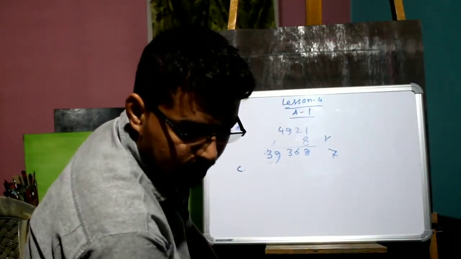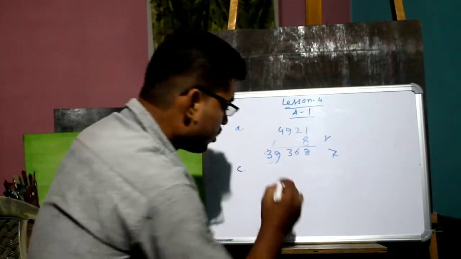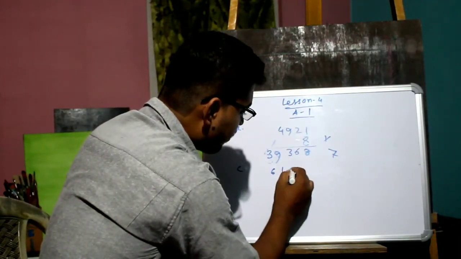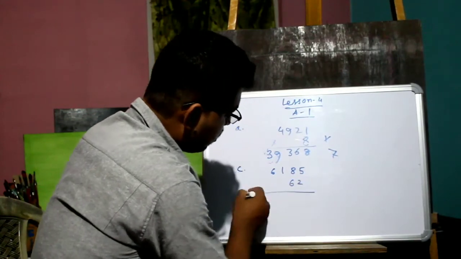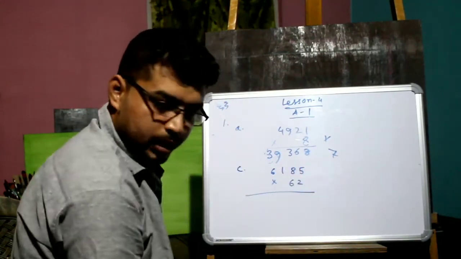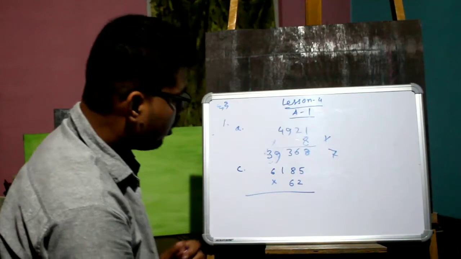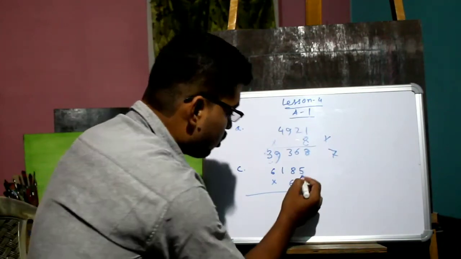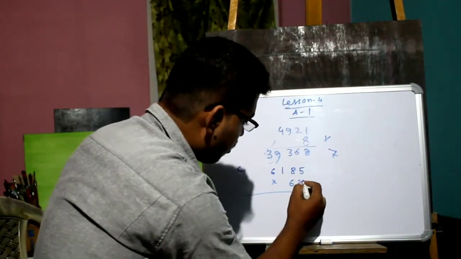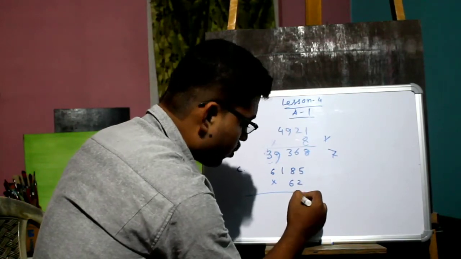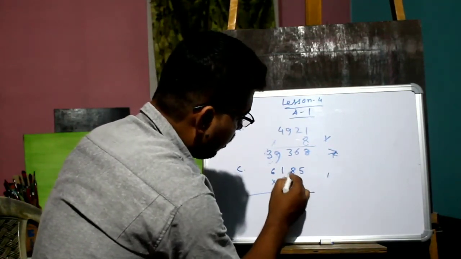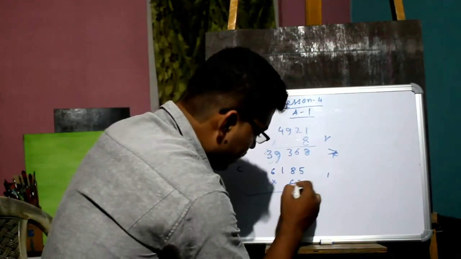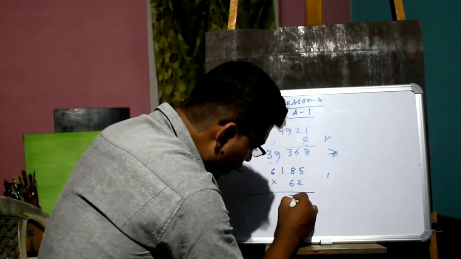C. Next number is 6,185 into 62. This one is the multiplicand, this one is the multiplier. So we will find the product. 2 into 5, 10. So here 0 is coming, 1 is gone. 2 into 8, 16. 16 plus 1, 17. 7 is here, 1 is gone.